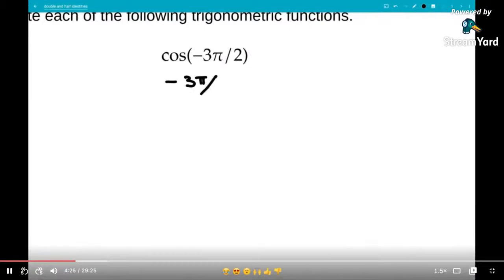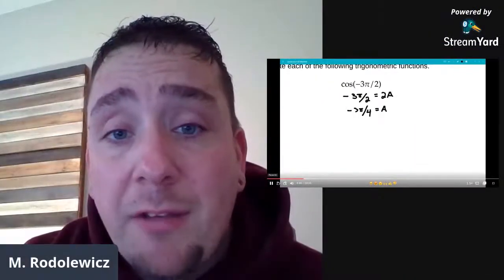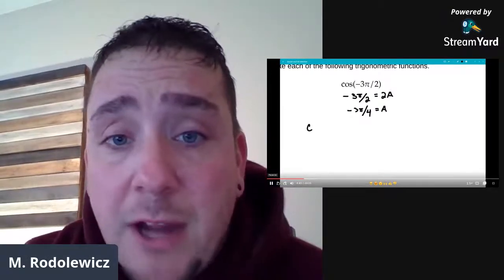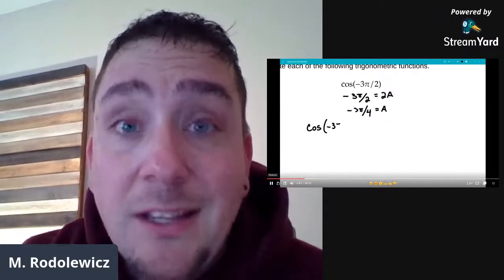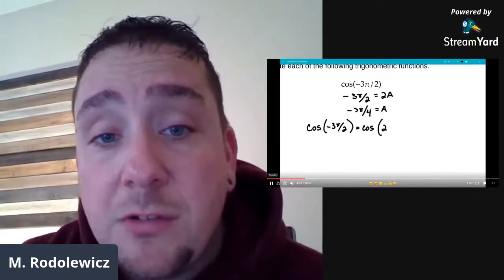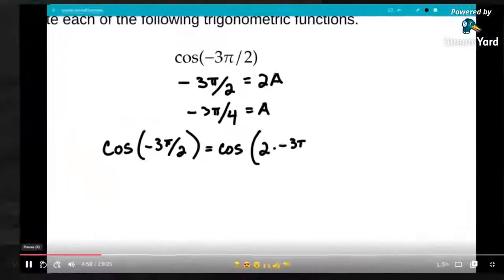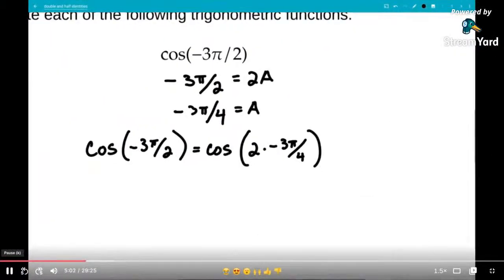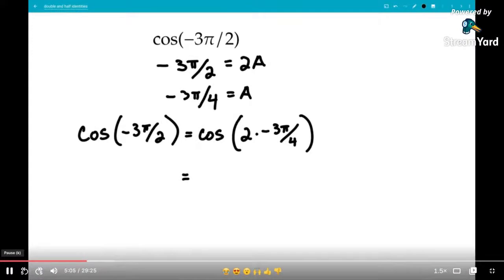So first I need to write the angle as 2 times some value. Basic algebra here. I can divide by 2. Personally, I didn't divide by 2. I multiplied by 1/2 because I didn't want to deal with fractions on top of fractions. So if I multiply both sides by 1/2, I can easily see negative 3 pi over 2 is the same as 2 times negative 3 pi over 4. Just like in the last example, line 1, rewrite it so that we can apply the identity. Line 2 is to apply an identity.